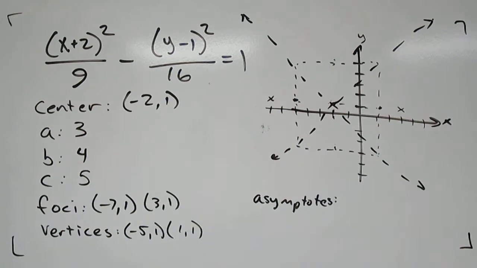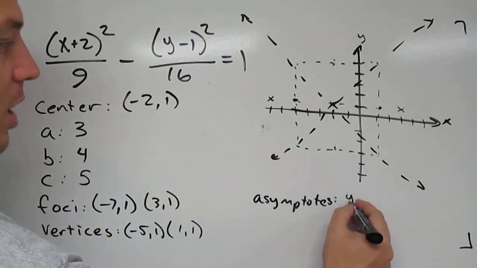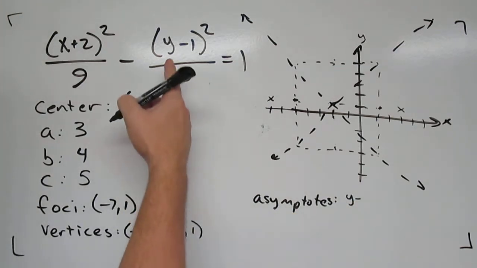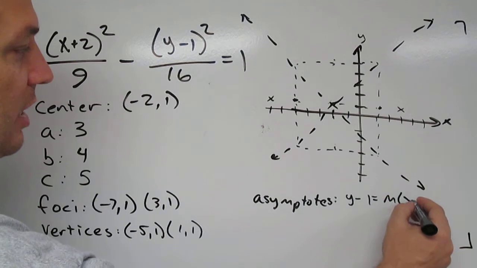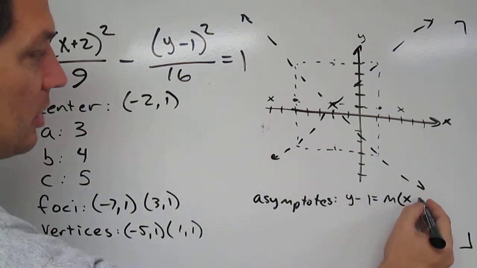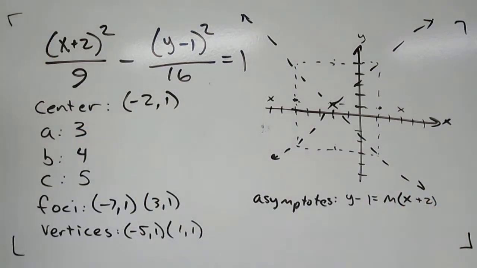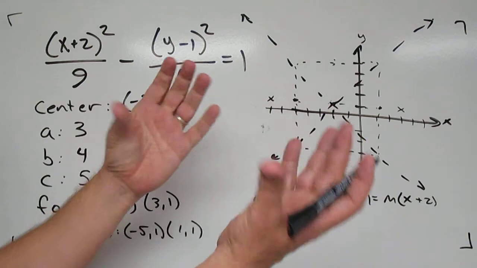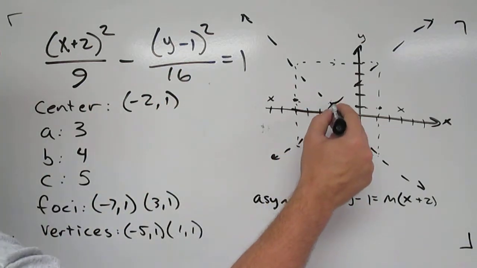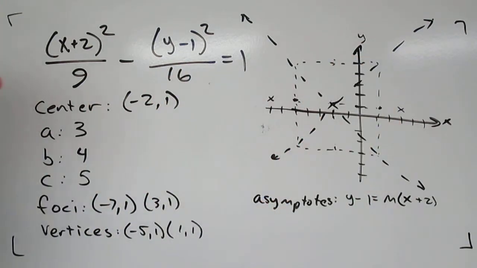Okay? So the asymptotes, if I put them in point-slope form, will always be y minus the y coordinate, so y − 1 equals the slope, and then x minus the x coordinate, which in this case, since it's negative 2, would give me x + 2. So those parts come directly from here. What's my slope? In this case, because I'm opening left and right, my slope is b over a.